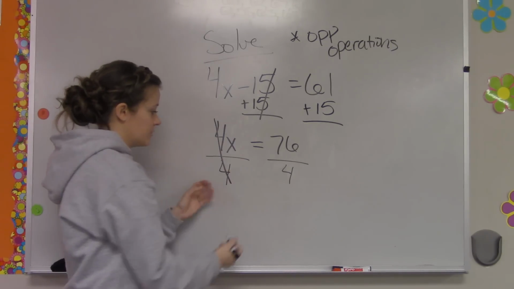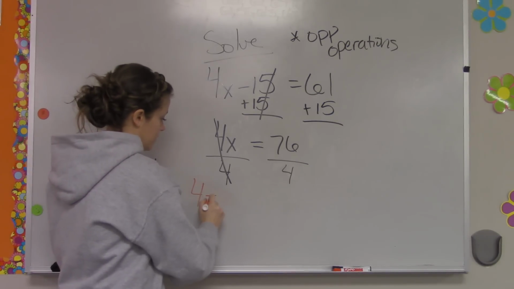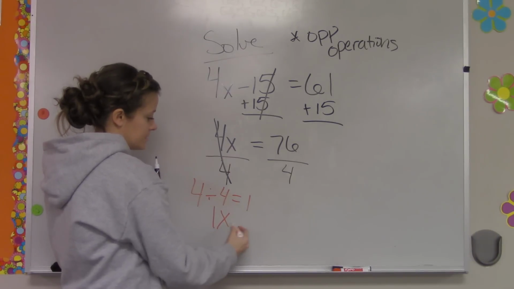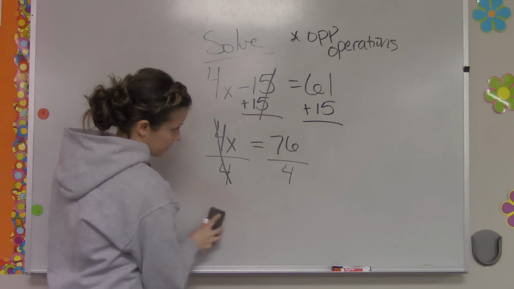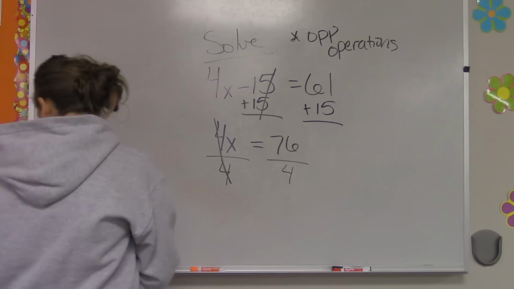So these would cancel out because 4 divided by 4 is actually 1. Okay, so this would give us 1x, which would give us just x. And I really hope you can see the whole board in the screen right now. All right, so if we divide this side by 4, we have to divide this side by 4.